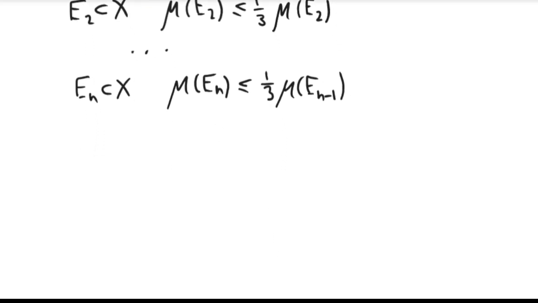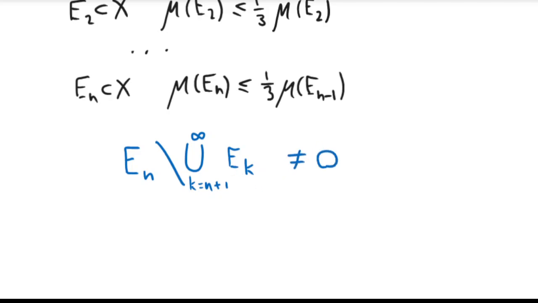So that's nice. But what's more, we can observe what happens if we take E_n and we subtract the union of all the following sets. Right, so if we take E_n and then we subtract all the E_k for k larger than n, what happens is that this is always non-empty. And not only is it non-empty, it actually has positive measure.